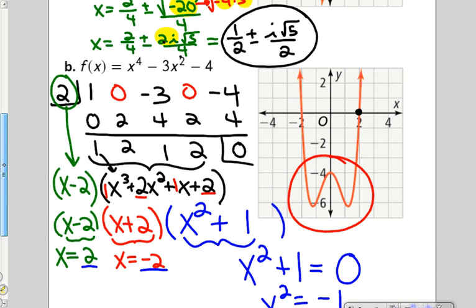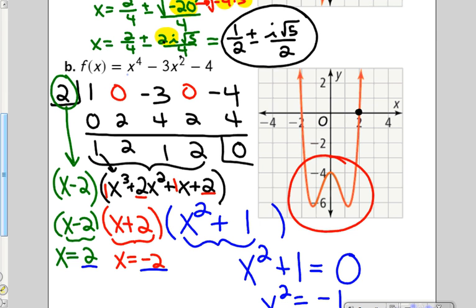Guess what would happen if you plugged 2 in for x? What would this equal? 0. -2. 0. Guess what would happen if you plugged i in for x? You'd get 0. And if you put -i in, you'd get 0.